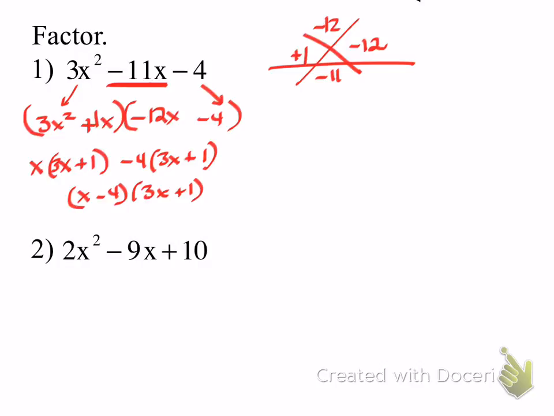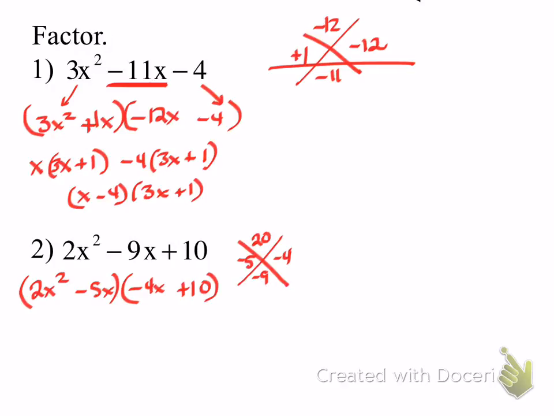Okay, Ellie. I multiply 2 and 10, and we get? 20. Good. And put -5. Okay. What are my two numbers? -4 and -5. Okay. What are the numbers I use out of the original problem? 2x squared and 10. And inside, what am I going to have? Minus 5x and minus 4x. Okay, I'm going to group. And we factor out. And what's left? 2x minus 5.